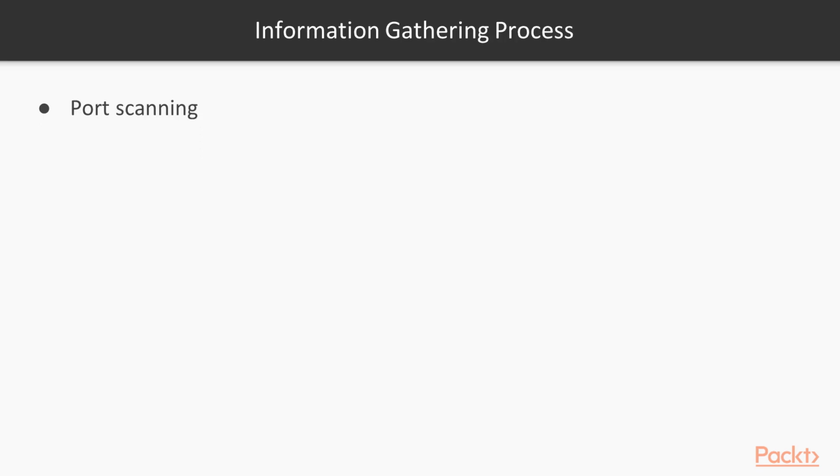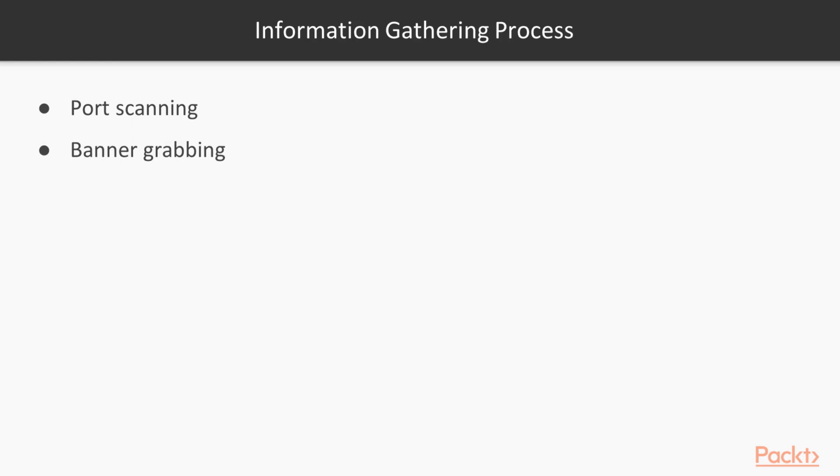So if I talk about the process of information gathering, first we can find information about the open ports which are available in the network. Port scanning is very important because with the help of port scanning we can find the open ports in the network. And if I'm an attacker, it is very useful for me because I can use these open ports to attack the network.